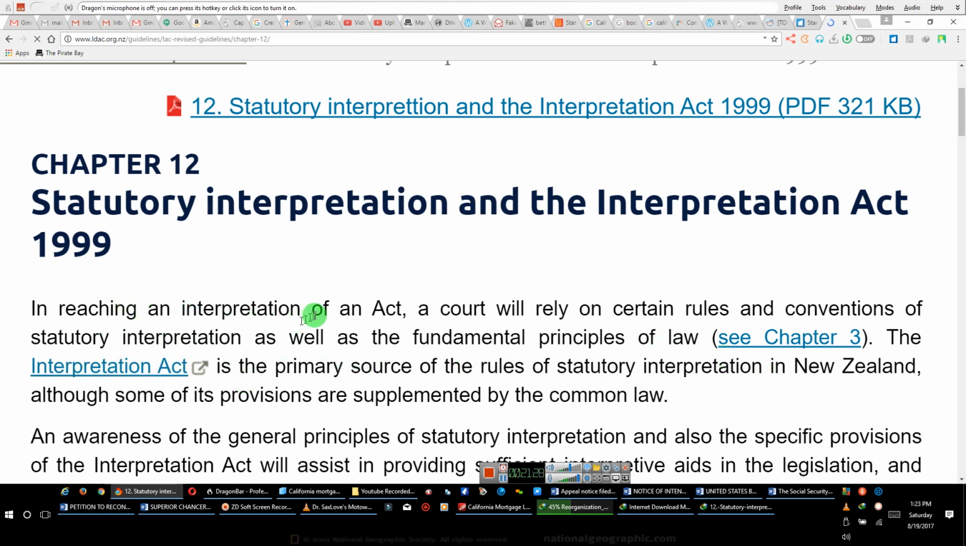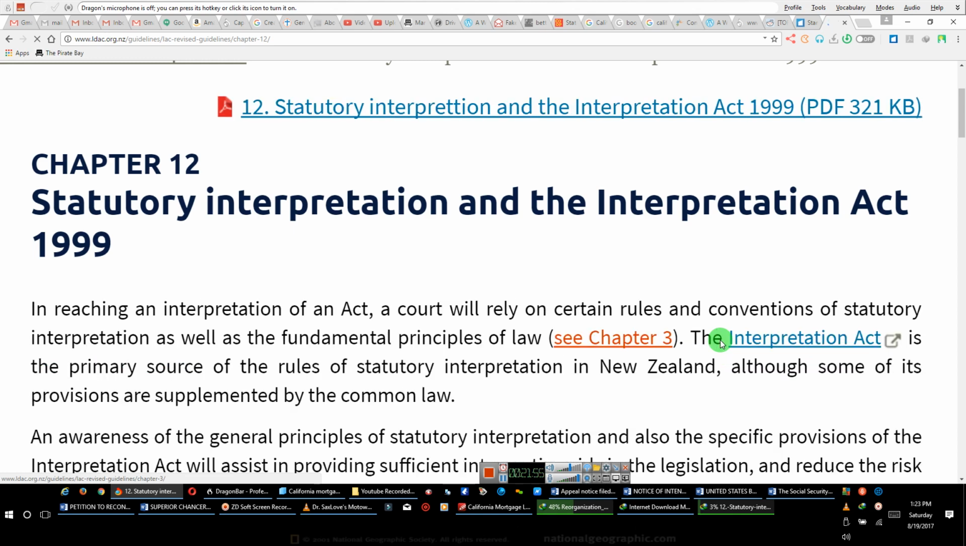Reaching an interpretation of an act, a court will rely on certain rules and conventions of statutory interpretation as well as fundamental principles of law. Please understand, ladies and gentlemen, if the court can interpret statute, so can you, which means so can the jury. You will hear a judge say that only they can find the facts. You can tell the judge straight out, if I understand statutory interpretation, why can't I find facts?